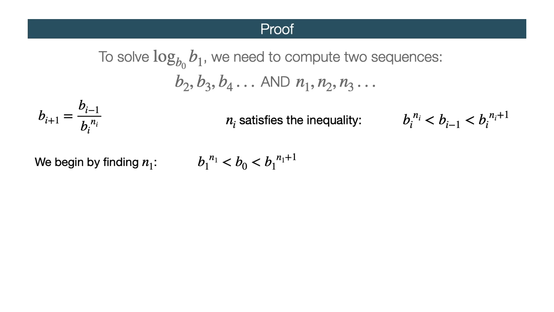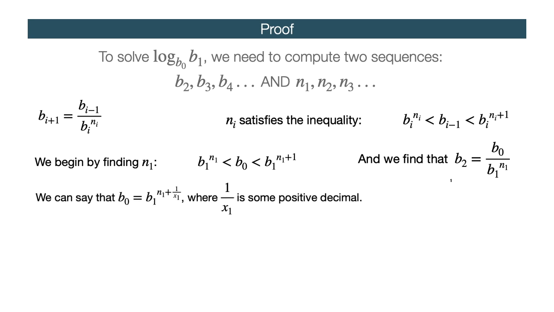So we begin by finding n1. b0 is between b1 to the power of n1 and b1 to the power of n1 plus 1. And we find b2 to be b0 over b1 to the power of n1. So we can say that b0 is equal to b1 to the power of n1 plus 1 over x1, where 1 over x1 is just some positive decimal. And hence we can say that b2 is equal to b1 to the power of 1 over x1, or b1 is equal to b2 to the power of x1.